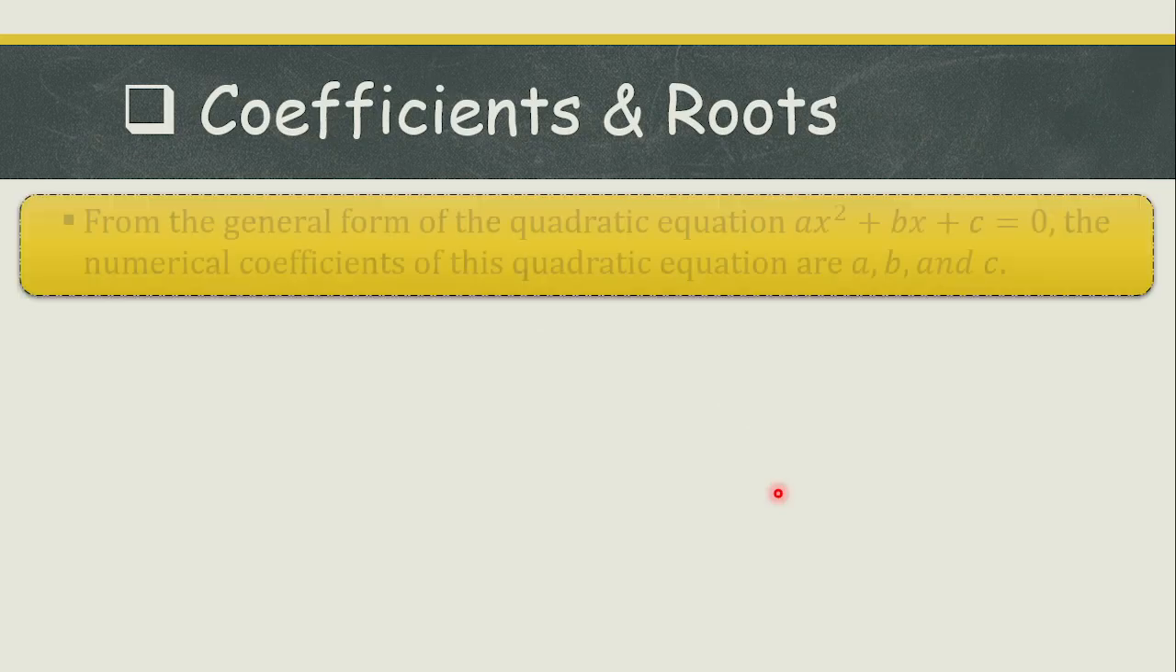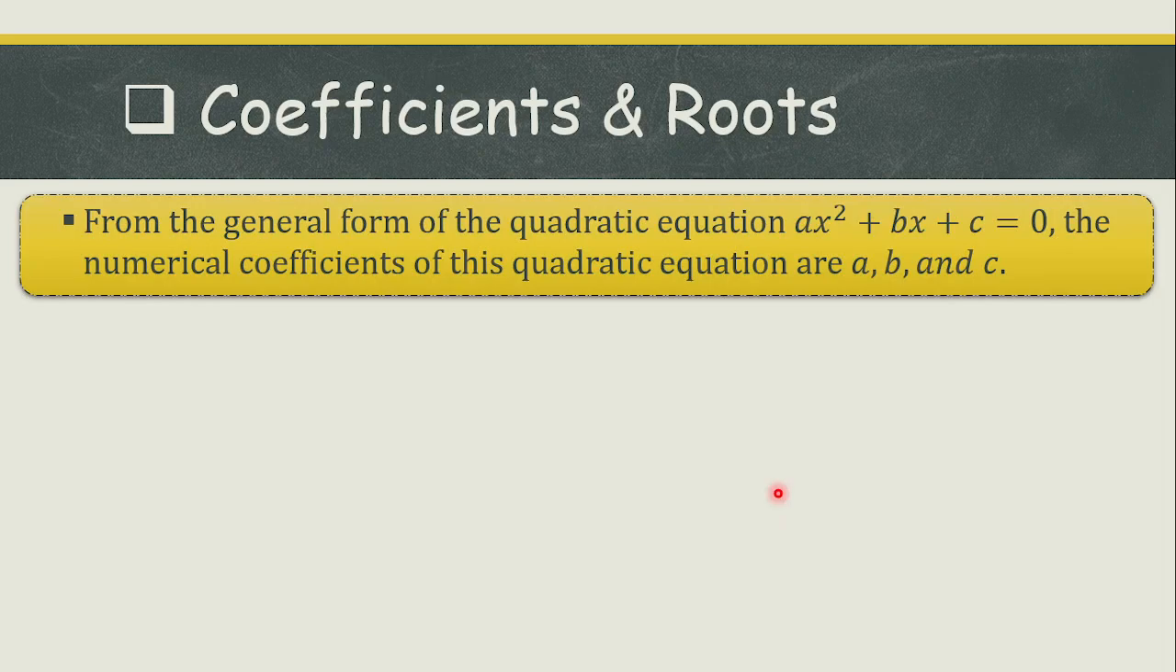Coefficients and roots. From the general form of the quadratic equation ax squared plus bx plus c equals 0, the numerical coefficients of this quadratic equation are a, b, and c. I am going to repeat it again. This came from our lesson number 1. So, letter a is the numerical coefficient of the quadratic term. Letter b is the numerical coefficient of the linear term. And c is the constant term. Please remember that one.